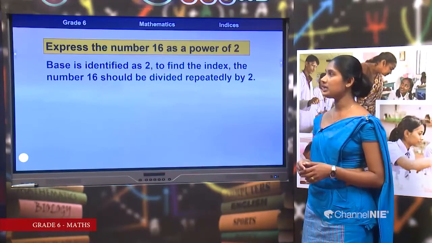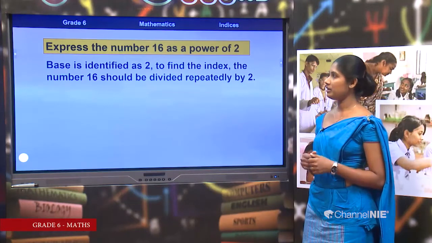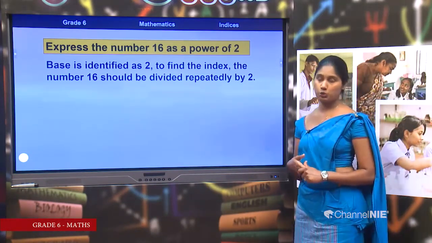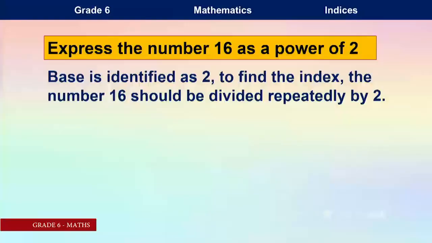Okay, my dear children, you have to divide 16. Here we have identified the base as 2. The base is identified as 2 to find the index. So, we have to find the index now. The number 16 should be divided repeatedly by 2. We have identified the base, that is 2. Then we have to divide 16 by 2 until 1.